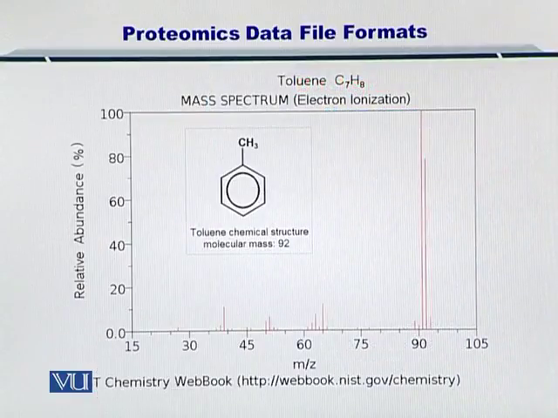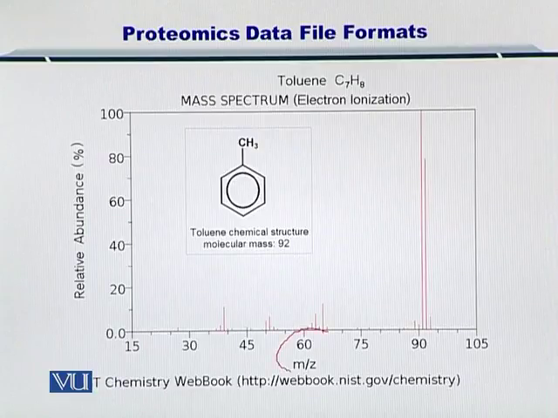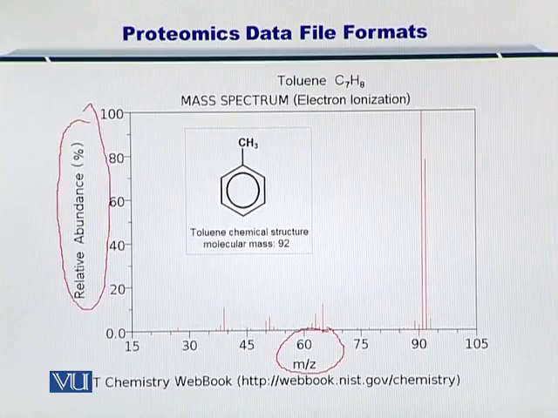In this slide, I'm showing you a mass spectrum. As you can see, on the horizontal axis, we have the mass over charge ratio, and on the vertical axis, we have the relative abundances. So once this molecule, which in this case is toluene C7H8, which is of course not a protein.